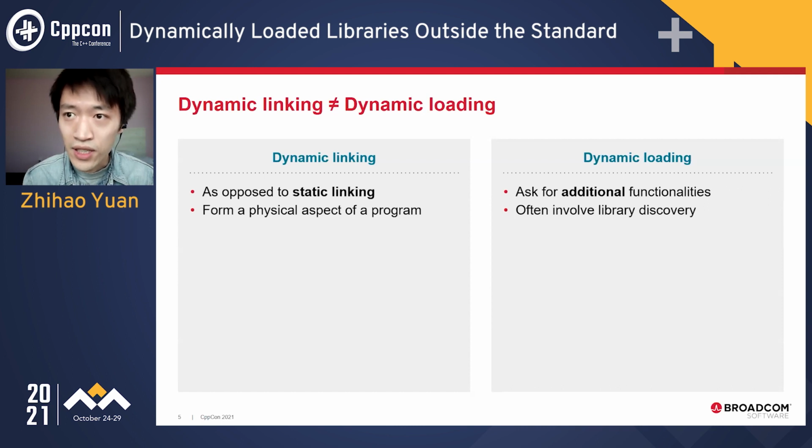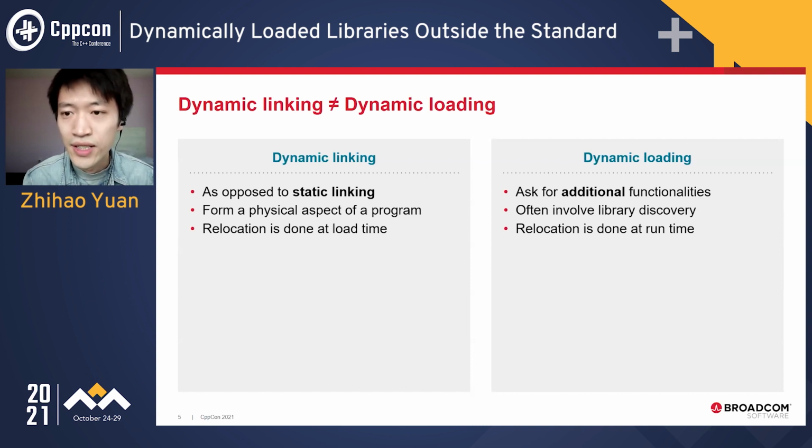But for dynamic loading, it often involves library discovery because we don't know the functionalities yet. Those functionalities may lie on the file system, may not even be on your OS right now. For both concepts, code relocation is needed to map the address specified in the library files to make them available in the process address space.